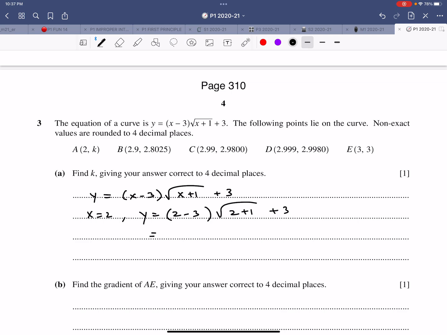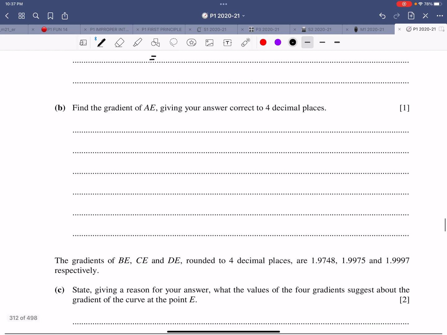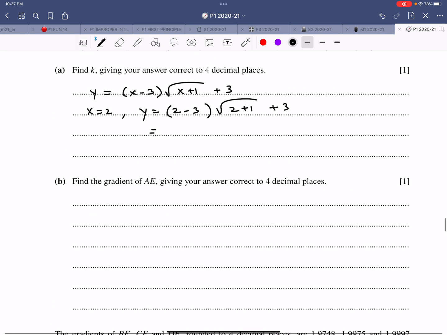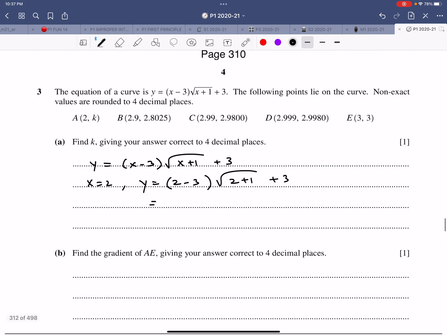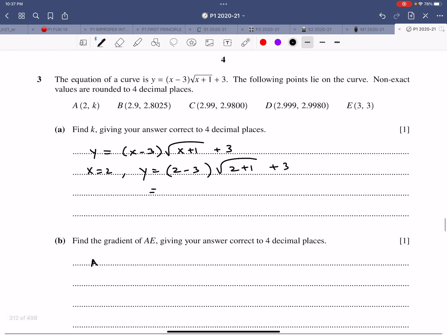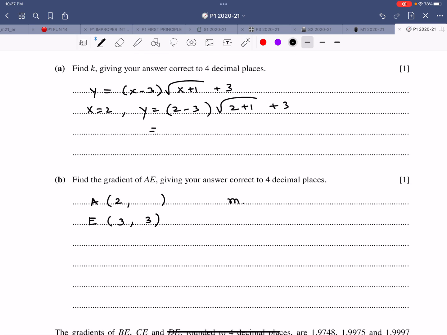Now what else is it asking for? Find the gradient of AE, giving your answer correct to 4 decimal places. In this particular part, this is the gradient formula. A is 2 comma whatever that value is, and E is 3 comma 3. And you would apply the gradient formula. So gradient of AE. When you do the calculation, the answer is 1.2679.